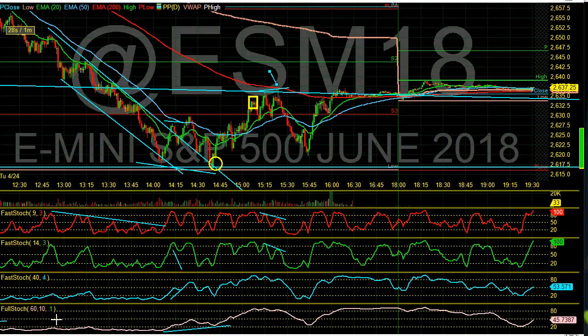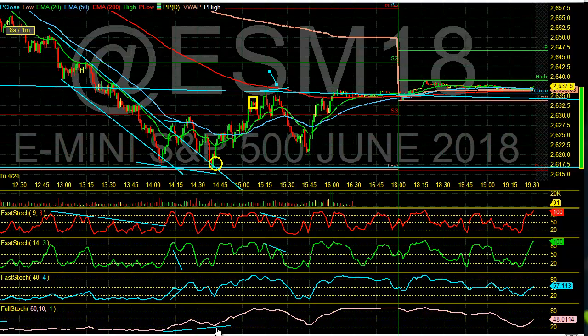And this full stochastics, the 60-10 here, very good. I mean, we had a divergence right here, and at this point we pointed out the best long of the day, even though the market was a bloodbath. When we see a divergence on the buy side on the 60-10, that represents almost a 5 minute time frame setup, a 5 minute divergence.